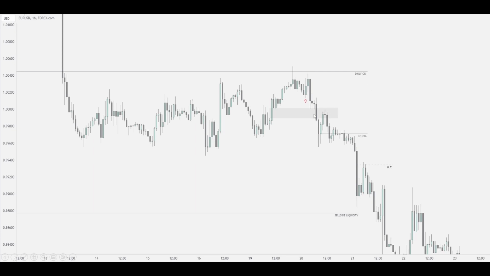We can expect IOFED to occur. It didn't, except we wicked in. I would be expecting IOFED here, so I would have taken a sell from here with my stop either above this high or on the imbalance.